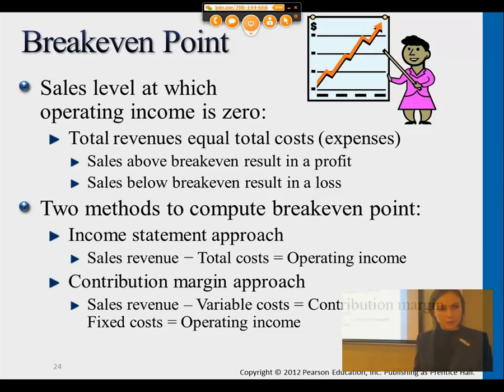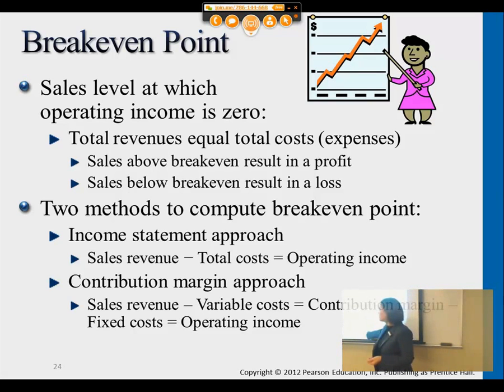Okay, so we have a couple of methods. The contribution margin approach is going to have another one, kind of like a derivation of this, but just think that there are two main ones. One is an income statement approach, and the other one is a contribution margin approach. My income statement is just as if you were looking at an income statement. It has sales revenue, total cost, operating income. Very simple calculations, okay? My operating income is equal to the difference between the sales revenue and the total cost.